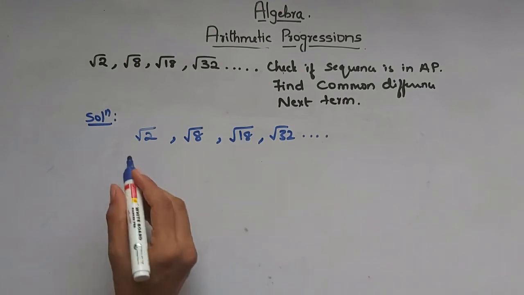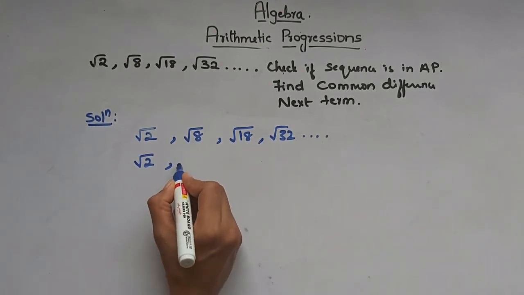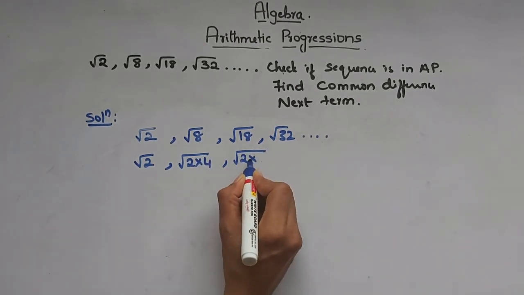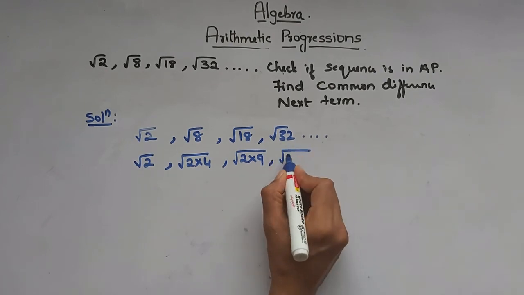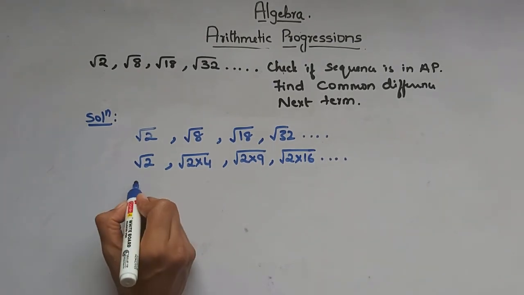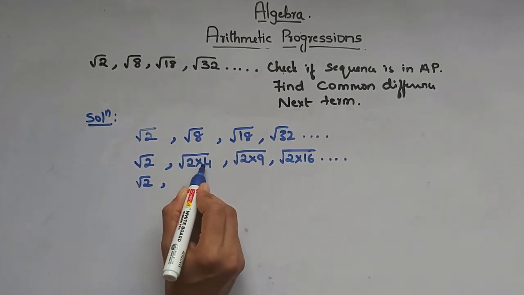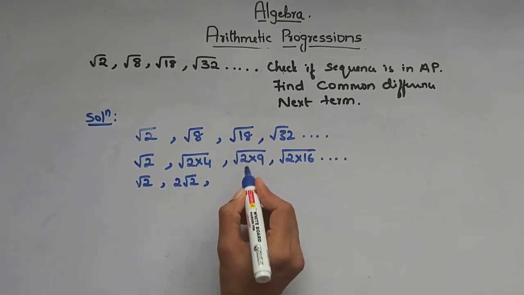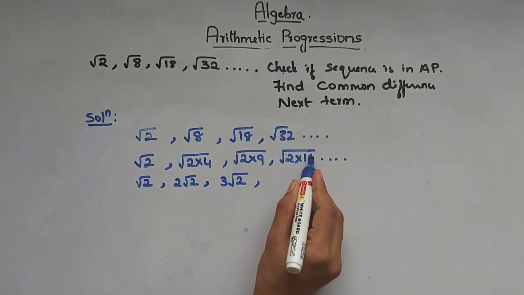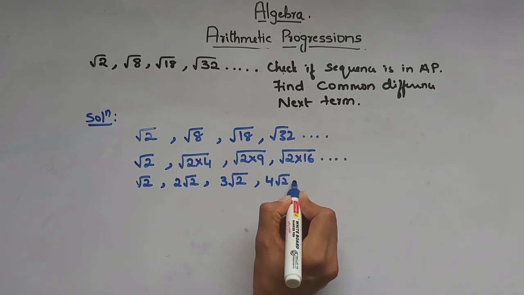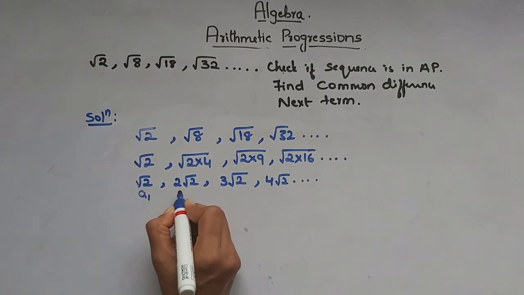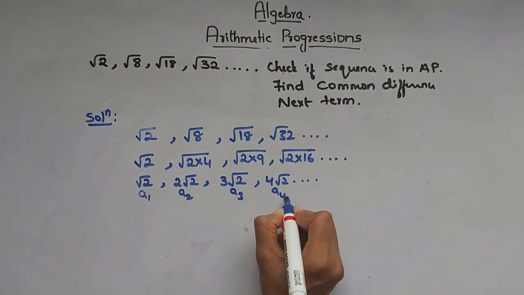So first let's write this in the simplest form, that is root 2, root 8 can be written as root of 2 into 4, 2 4s are 8, right? So here 2 into 9, 2 9s are 18. So here 2 into 16, 2 16s are 32, right? And so on. So we have root 2. Here root of 4 is 2, so 2 root 2, right? In this case root of 9 is 3, so 3 root 2. Here root of 16 is 4, so 4 root 2 and so on. Now we brought this sequence to this form, right? So here a1 is this, a2 is this, a3 is this and a4 and so on.